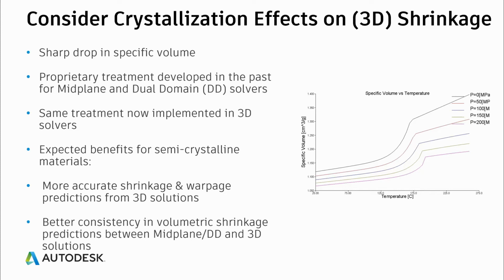As many of you know, semicrystalline polymers undergo a sharp drop in their specific volume as they're cooling through the solidification temperature or the transition temperature. We can see this clearly in the PVT diagram of many semicrystalline materials.